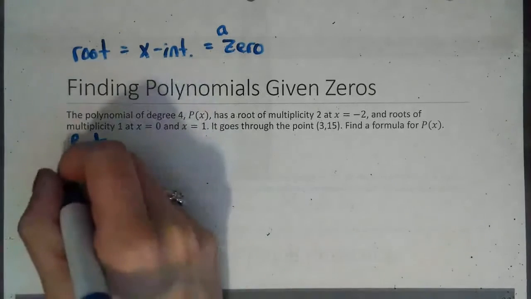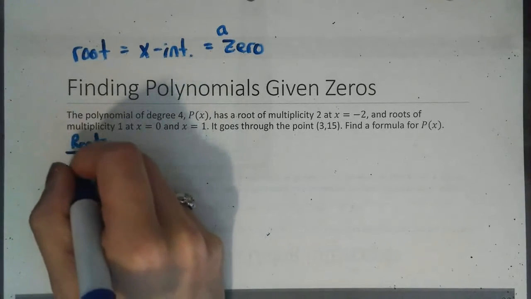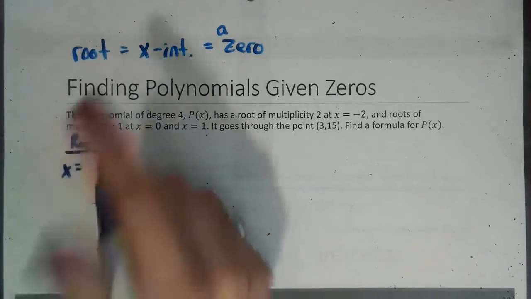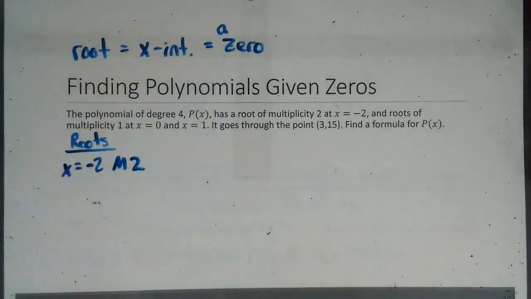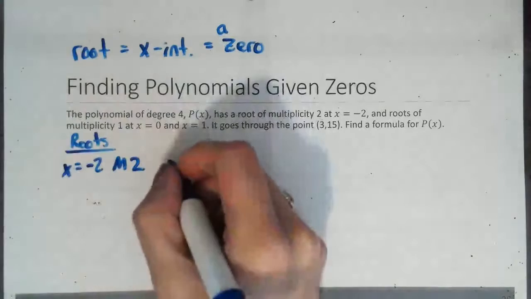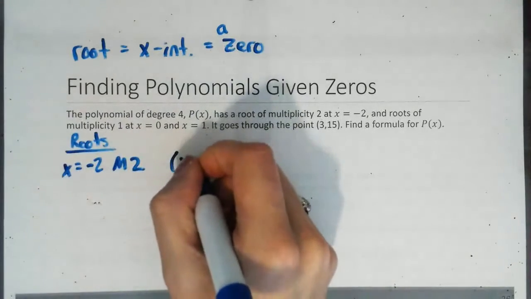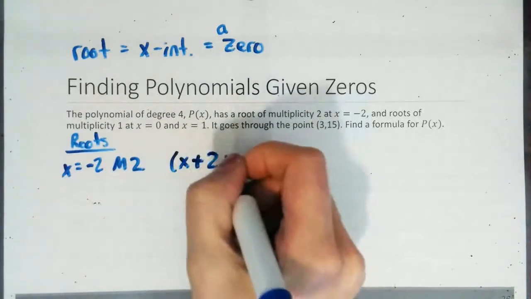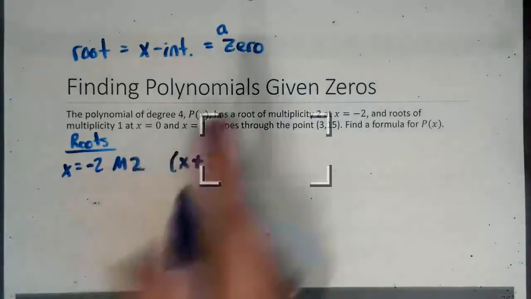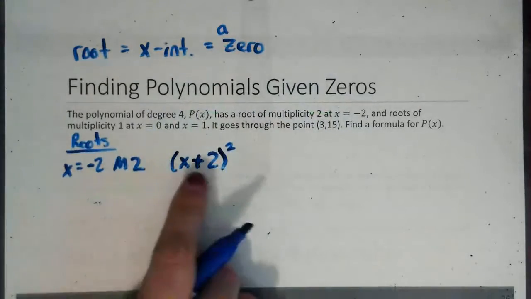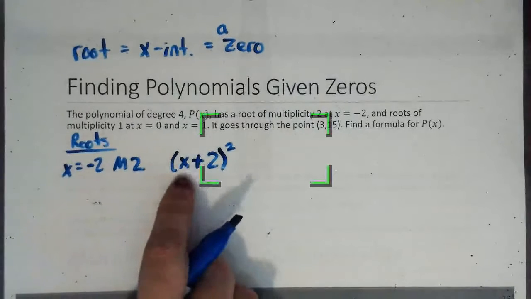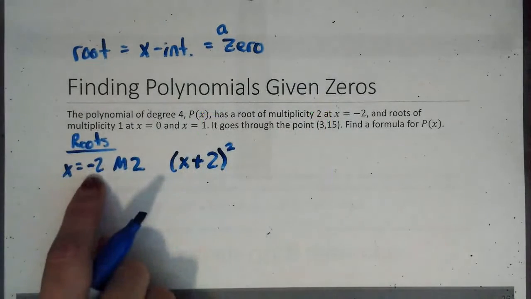We know that there is one at x equals negative 2, and it has a multiplicity of 2. What that means in my equation is that I'm going to have x minus a negative 2, and the power on that term is going to be 2 from the multiplicity. So I changed it to positive because it's x minus the root.